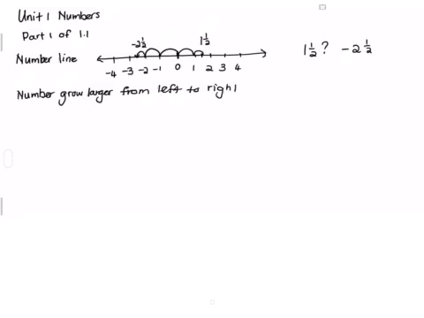And that means they are ordered. There's an order in which they appear. So if we look at our number line, we can see that negative 2.5 is to the left of negative 2. So it is smaller than negative 2, not bigger, because it's to the left.